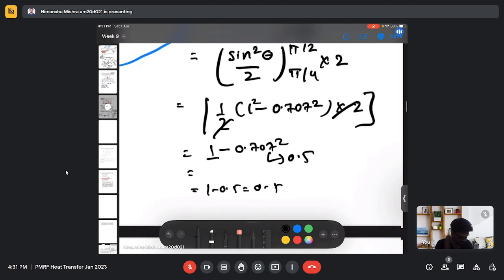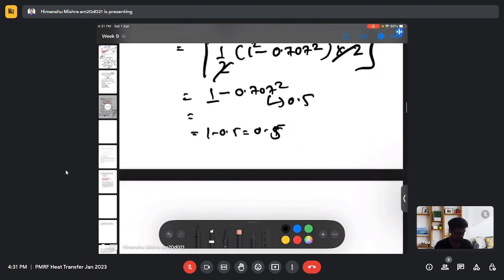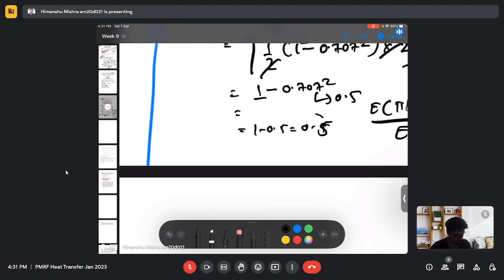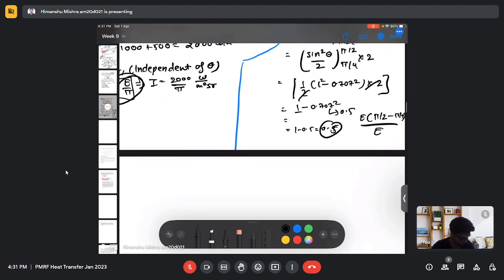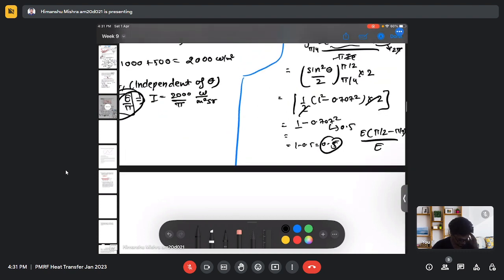So this is my fraction of energy, which means that fraction of energy emitted between pi by 2 to pi by 4 divided by total energy. So this is my fraction based on a certain direction.